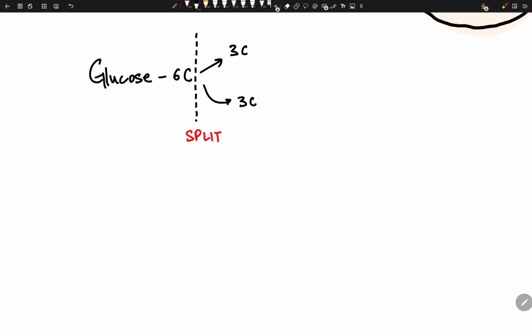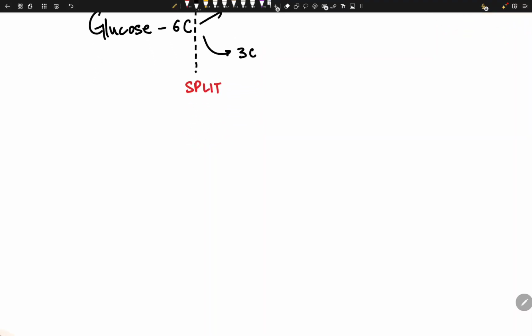So the first question is, why the split? Why not keep glucose intact? Because extracting energy from this large molecule all at once would be super tough, and it would be super wasteful. So nature prefers small, controlled, enzyme-catalyzed steps. Think about cutting a tree. You don't explode it, you cut it piece by piece. That's the same way nature does it.